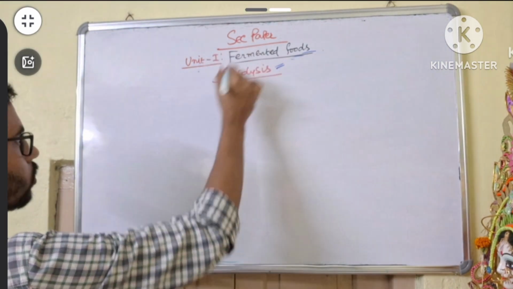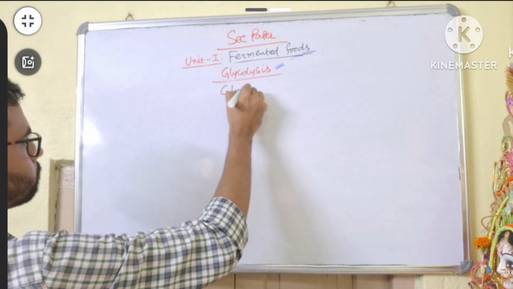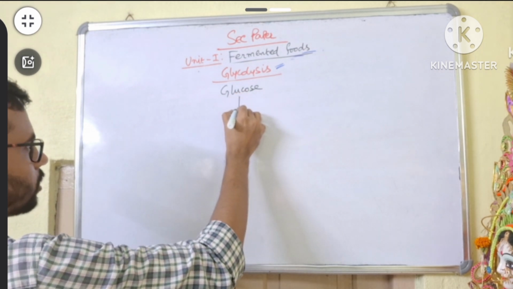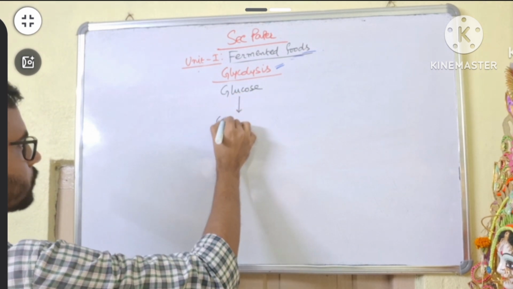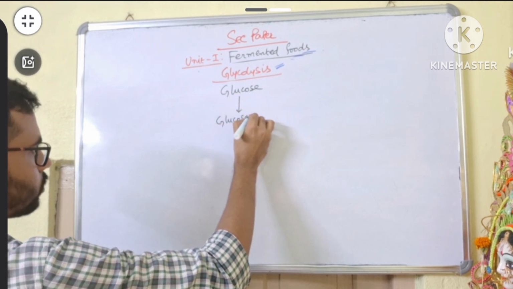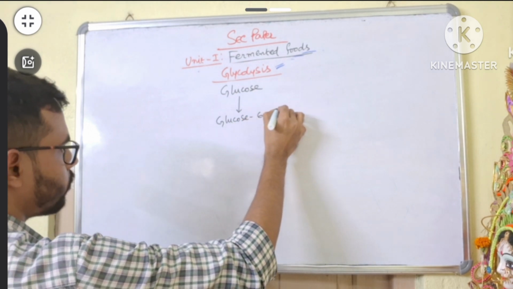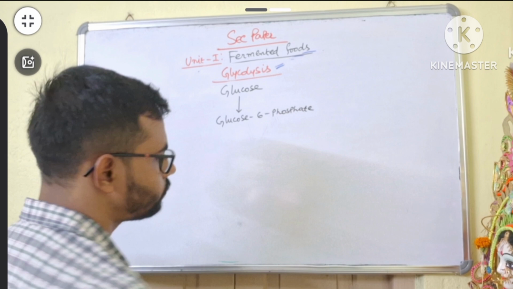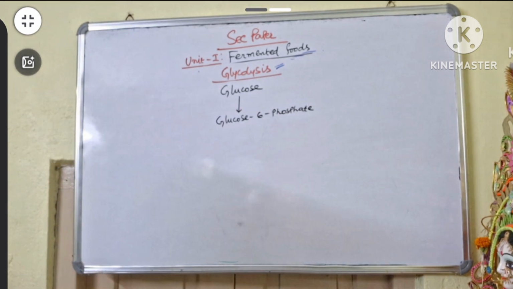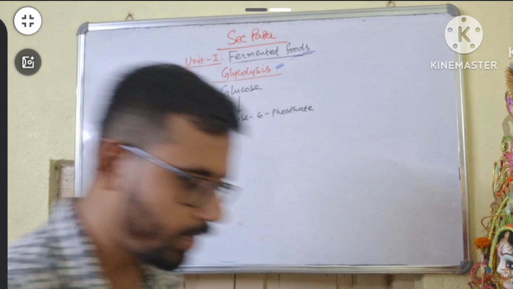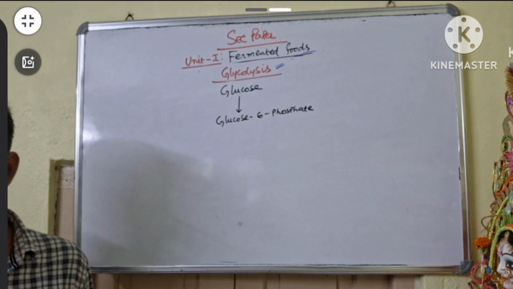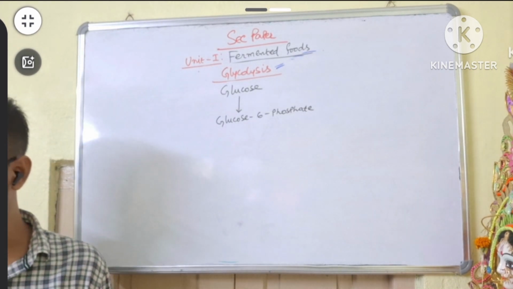We started with glucose. Glucose is first converted into glucose 6-phosphate. In glucose 6-phosphate, what is the change in the glucose structure? A phosphate group is added, and glucose is a 6-carbon molecule.